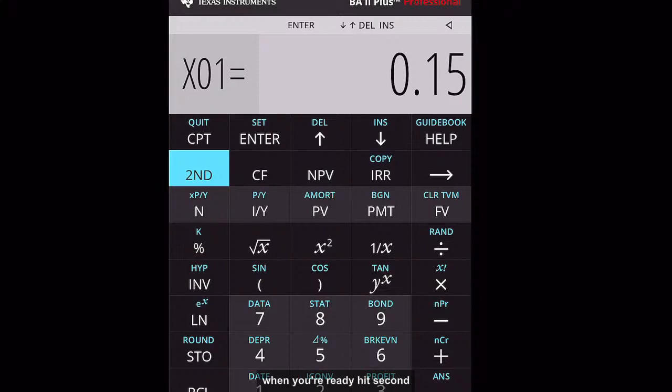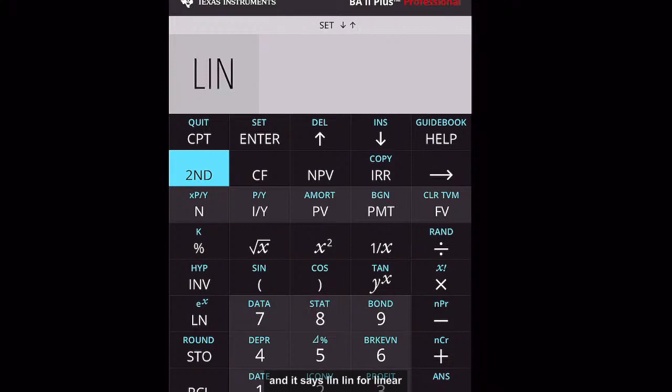When you're ready, hit second stat, and then you can scroll through the results. So second stat, and it says lin. Lin for linear. These are the linear results. Your calculator is assuming that's what you want. You want the linear relationship results.